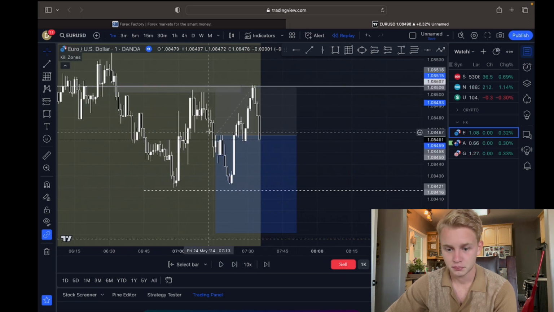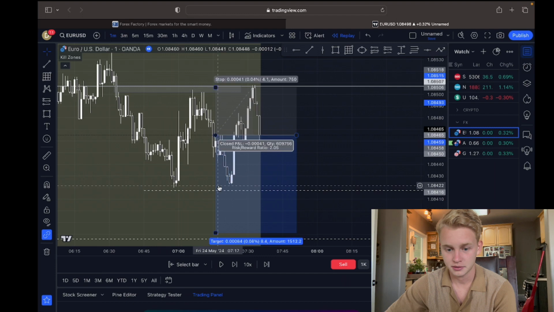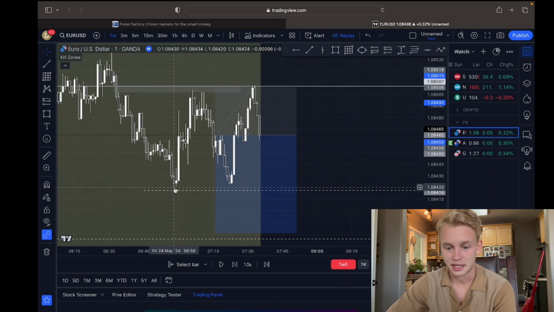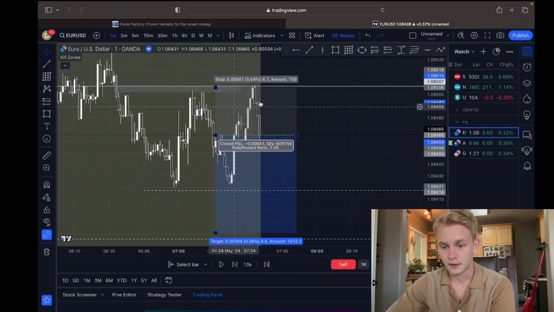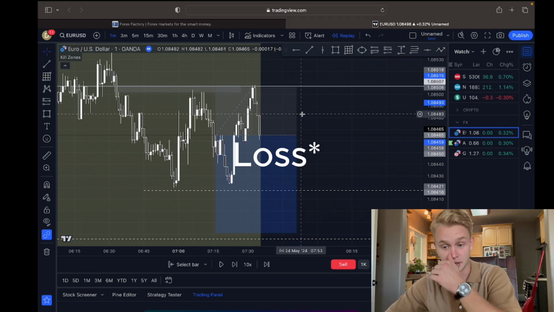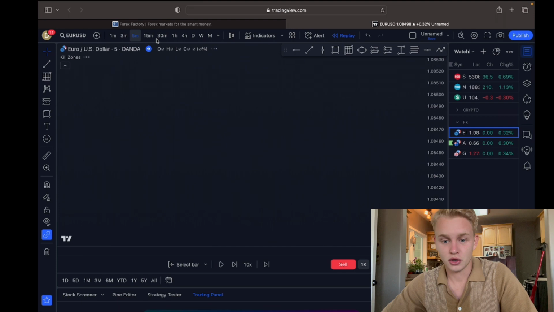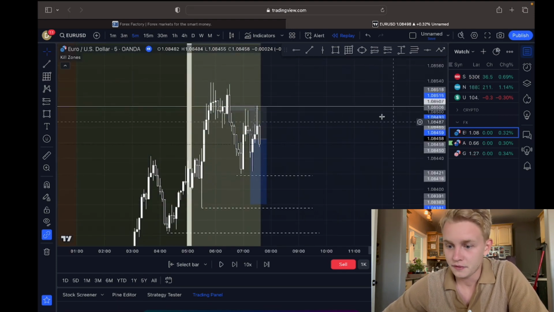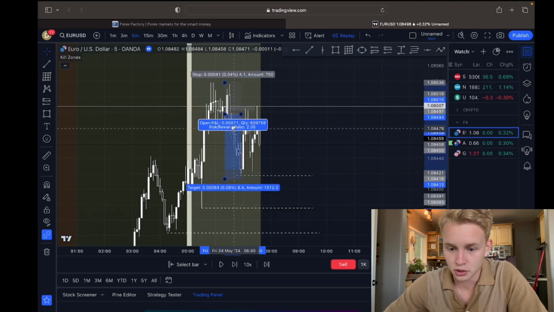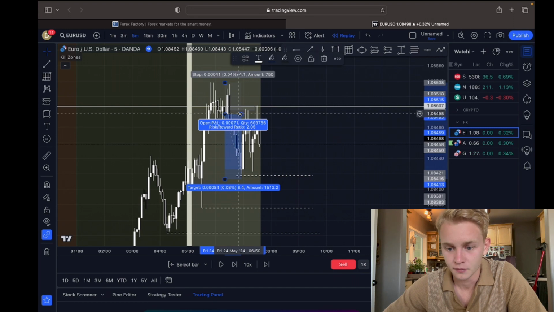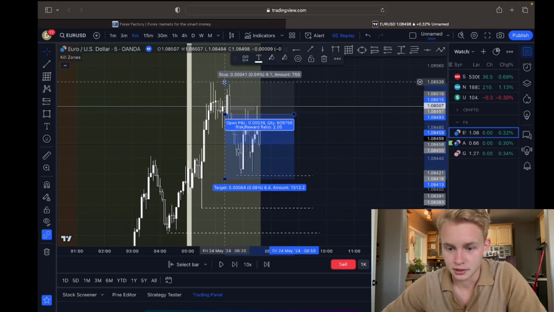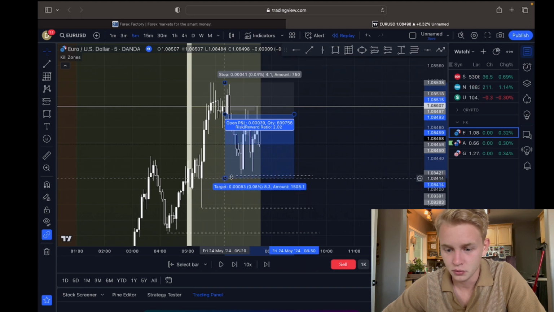Price pretty much falls down to our break even point just about, rips up and takes us out at break even. Now, if I would have taken the normal entry model, so if I would have actually entered off of the order block up here, and then the stop would have been right there, and take profit 2 would have been there.